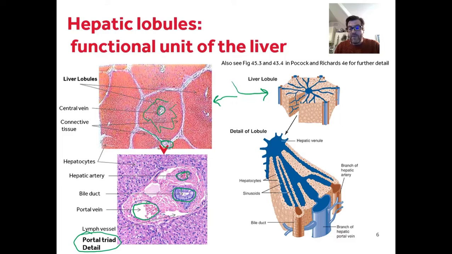So if we then look in cross section at the liver lobule in a little bit more detail, we can see that blood will flow in across what we call sinusoids, which are channels through the liver. You can see the network of sinusoids a little bit better described in this slide here. So the blood is flowing across the sinusoids.